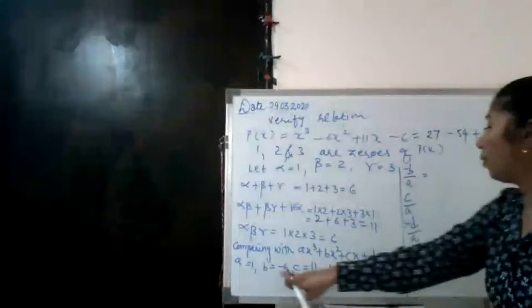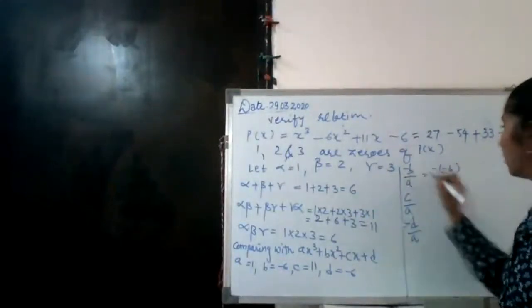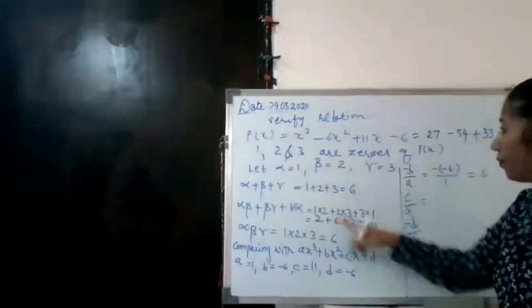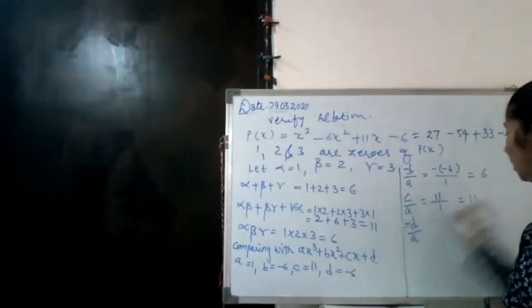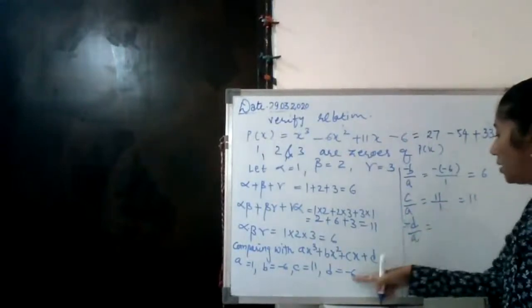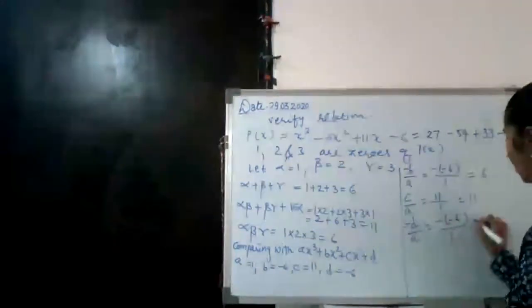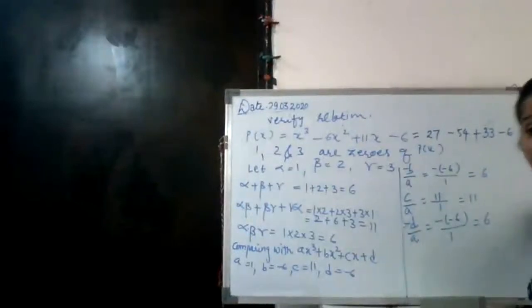So minus b upon a: minus of minus 6, it's 6. c upon a: c is 11. And minus d upon a: minus of minus 6, so 6. I hope you could compute this.